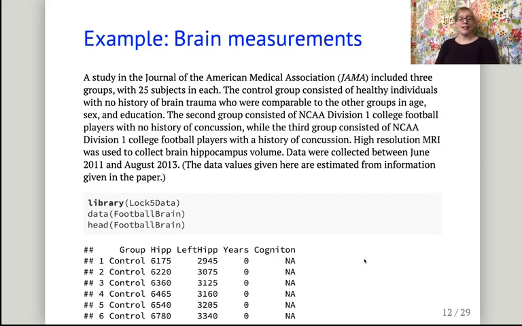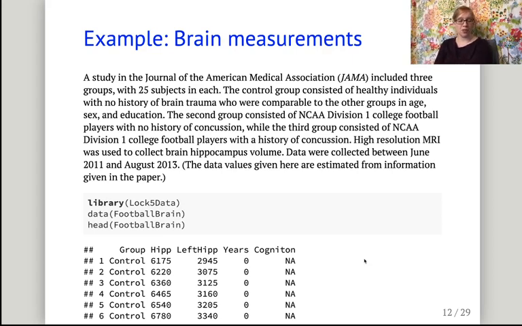Let's take a look at another example. A study in the Journal of the American Medical Association took 3 groups, each with 25 subjects, and wanted to measure how the volume of the hippocampus was related to a history of concussion. The first group consisted of healthy people with no history of brain trauma. The second group consisted of college football players with no history of concussion. The third group was college football players with a history of concussion.